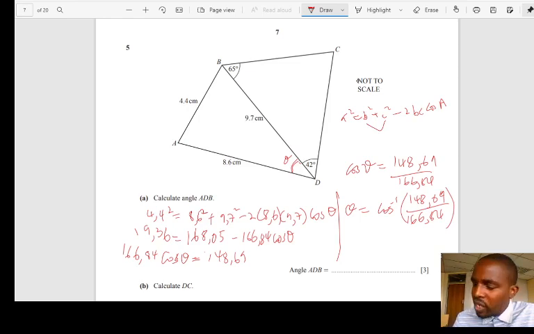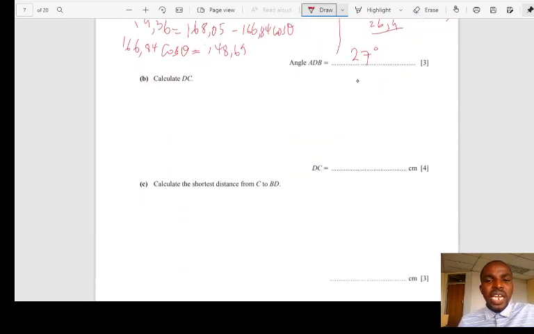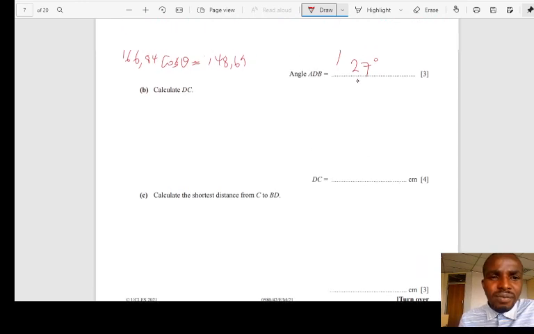you get cos to the power minus 1, then 148.69 divided by 166.84, you get 26.9. Then for angles, they said you have to give to the nearest degree. So let me write this, the nearest degree, because it is 26.9, it will be 27 degrees, like this. Done. Next, calculate DC.